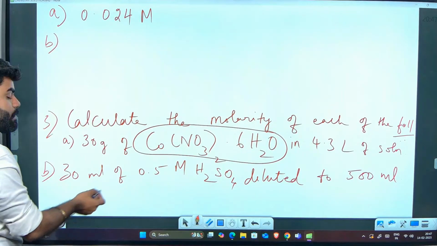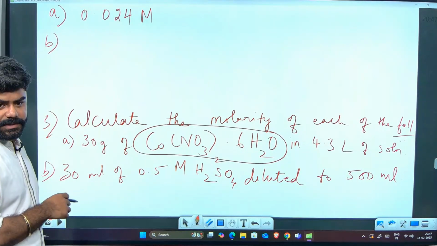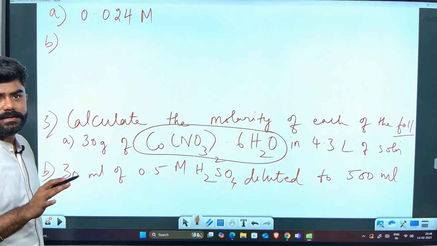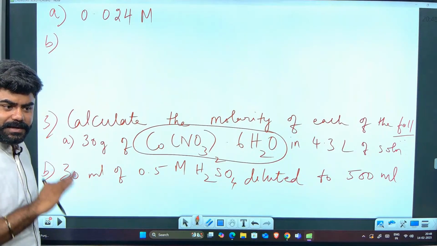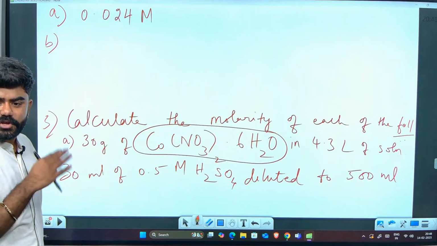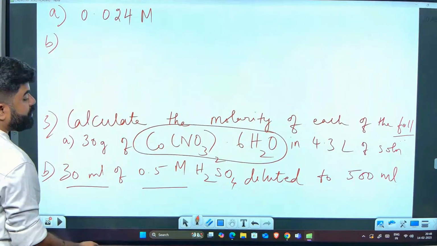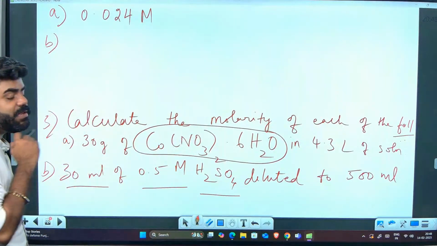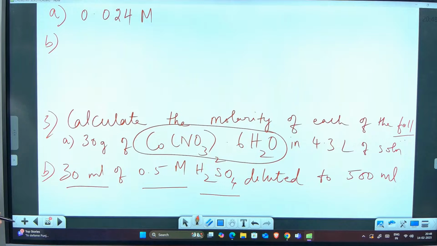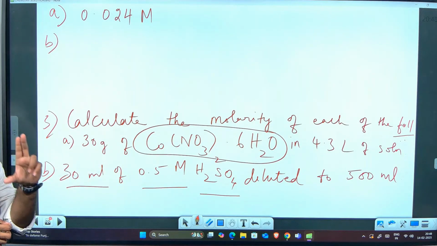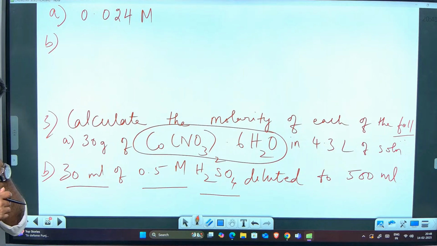Look at the given data, it is a bit different. You have to find the molarity, that is the same, but the given data is slightly different. We have not seen this kind before. So what is given? 30 ml of 0.5 molar sulfuric acid is diluted to 500 ml. Initially they have 30 ml of 0.5 molar sulfuric acid, and they are diluting it to 500 ml.